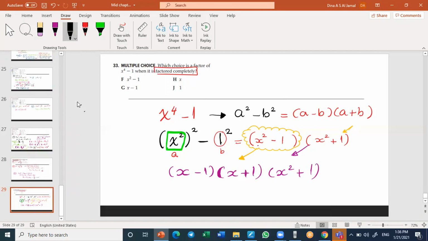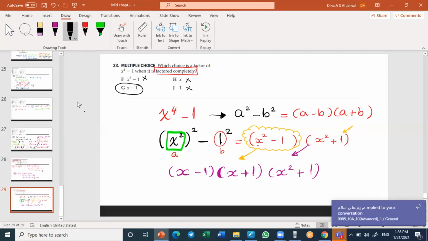So let's see the choices. One of these factors, is it x squared minus 1? Wrong. Is it 1? Wrong. Is it x? Wrong. So it is your x minus 1.